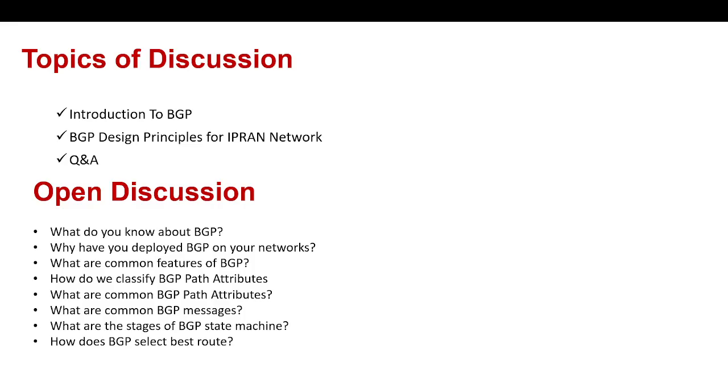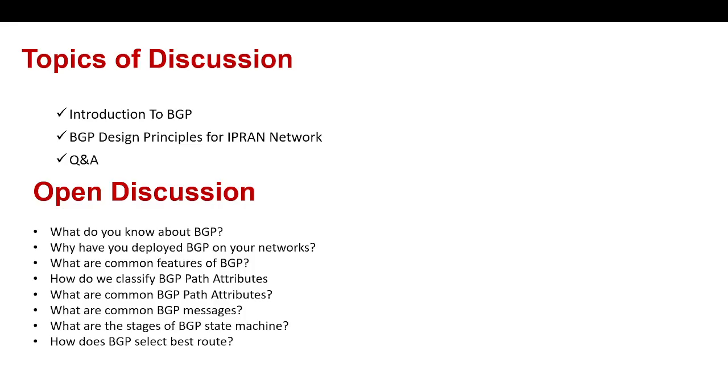Okay, to save time, we'll move to the next question. How do we classify BGP path attributes? What are the common classifications of BGP path attributes? Anyone who can respond to this? Some common classifications of BGP path attributes. Yes, proceed.